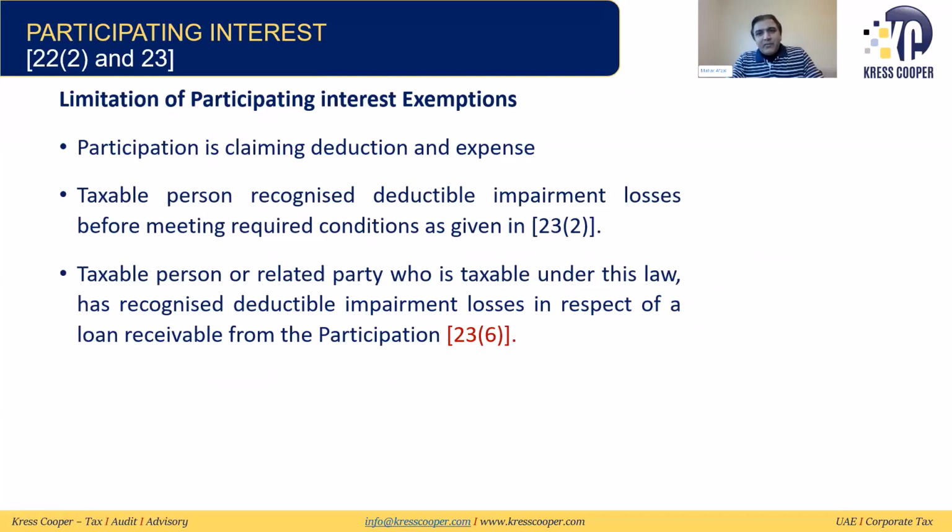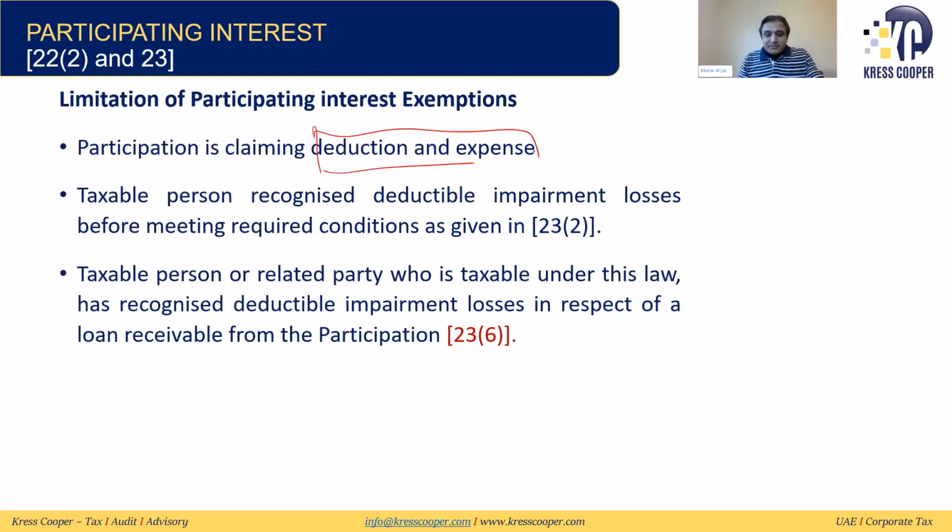This is basically what we have discussed. This income will be exempt. We have discussed the different classes of income: dividend, impairment, gains and losses. Then we discussed exchange gains and losses, other distributions, gain on the transfer. All these will be exempt, but this exemption will not be available because there are certain limitations. These limitations are that the participation is claiming deduction and expenses.